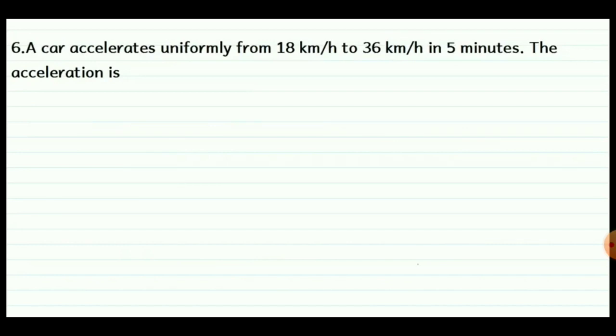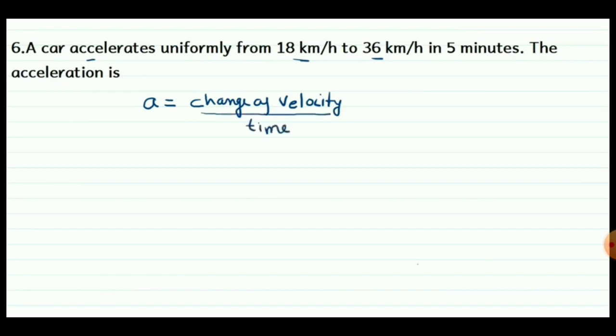Now a car accelerates uniformly from 18 km per hour to 36 km per hour. Students, let it be clear: if your unit is given in kilometer per hour, that means it's velocity. Now we have to know the formula of acceleration. Acceleration is actually the change of velocity with respect to time. We can also write this same formula mathematically as (v minus u) by t.